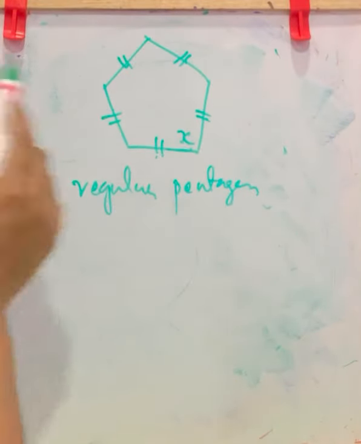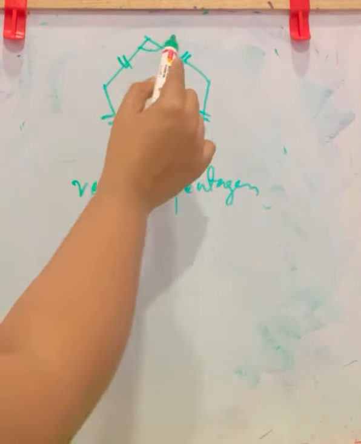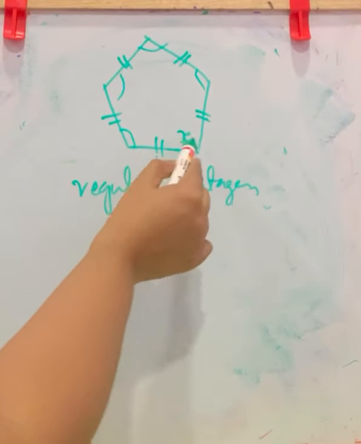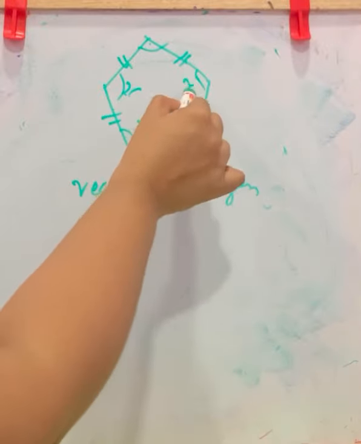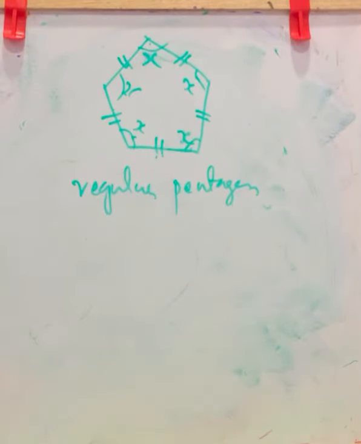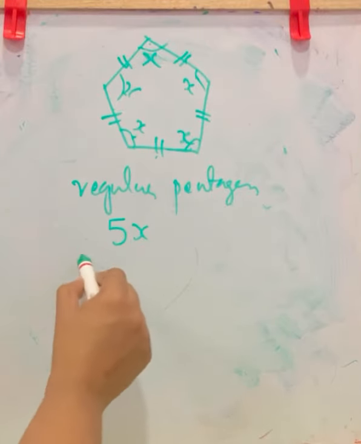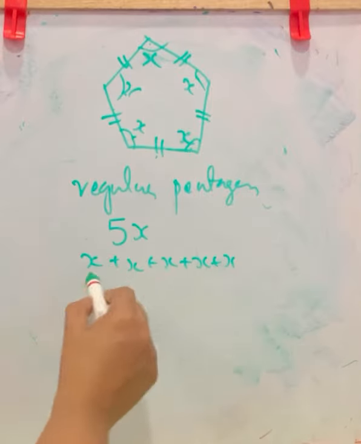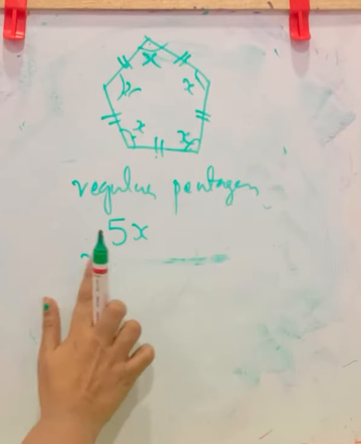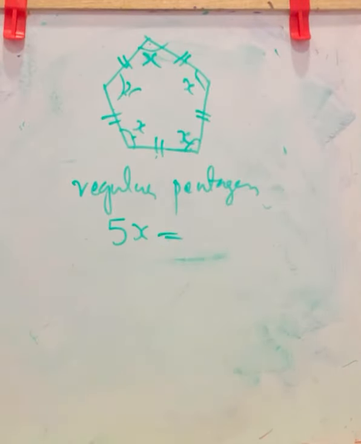And if it is a regular pentagon, then all the angles will also be equal. If one angle is x, all the angles are x. This is x, this is x, this is x, this is also x. So, how many angles will be there? 5 x's are there. That is x plus x plus x plus x plus x. That is 5x.